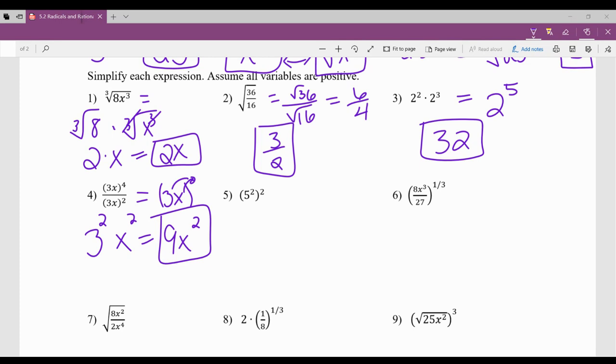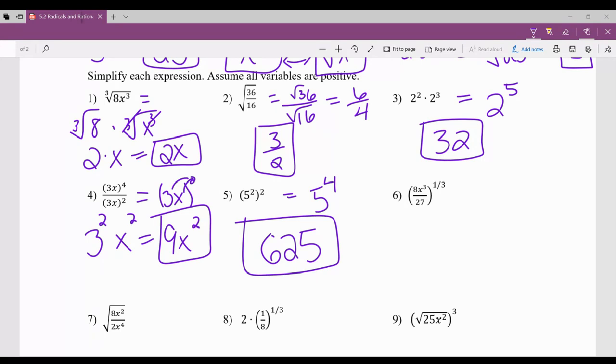All right, next one, number 5, we've got 5 squared, squared. So we multiply the exponents, so 5 to the 4th. That's 5 times 5 times 5 times 5, 625.